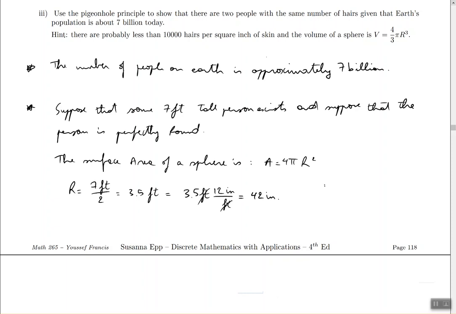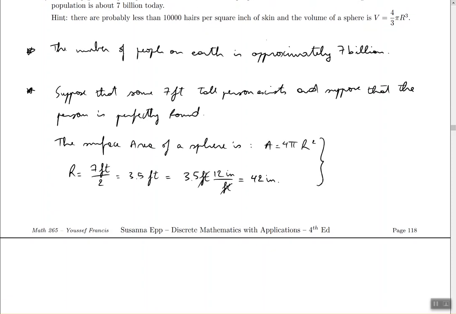So that makes the surface area of that person, A, equal to 4 pi times the radius, which is 42, squared. So it's going to be some big number, but whatever. That number is roughly, let's say, 7,056 pi. And remember, this is in inches squared at this point. So that's the surface area of that person. This is how much skin they have.